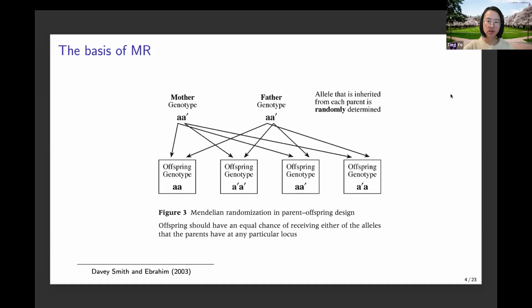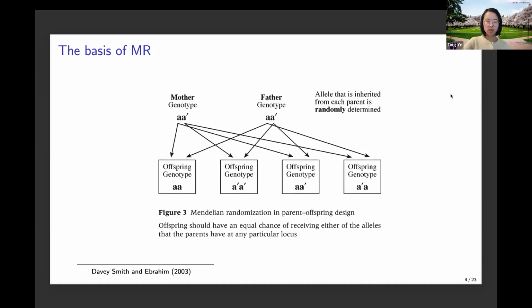More about Mendel's laws of inheritance, which is so crucial and underlies the premise of MR: Mendelian randomization uses this randomness where the alleles inherited from parents to offspring are randomly determined. So this random passing of alleles from parents to offspring creates a natural experiment that we can leverage. And this is indeed Mendel's laws of inheritance.